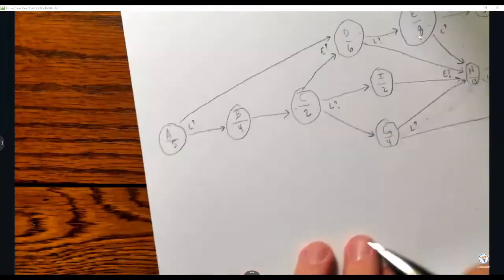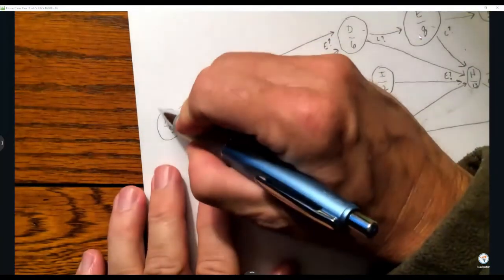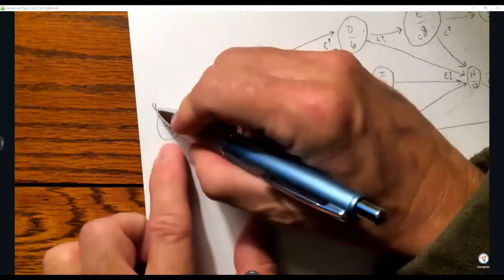So now I can just go ahead and get started. Remember, this way is my E's. ES, early start, is 0. Finish is 0 plus 5, which is 5.